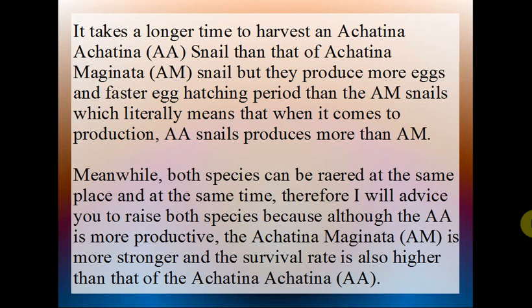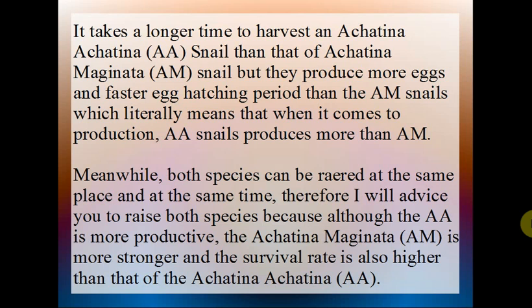Both species can be reared at the same place and at the same time. Therefore, I will advise you to raise both species because although the AA is more productive, the Achatina marginata, which is the AM, is stronger and its survival rate is also higher than that of the AA. Yes, they don't produce much, but their survival rate is higher. They are not all that fragile, they are stronger.